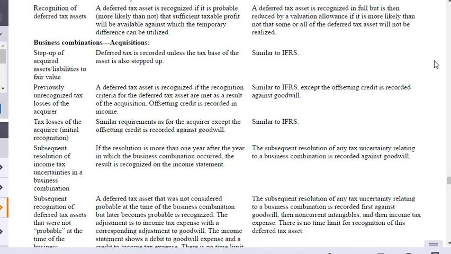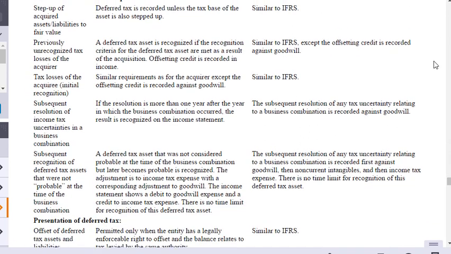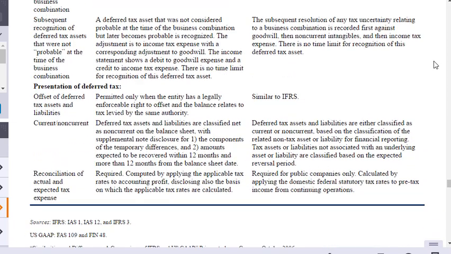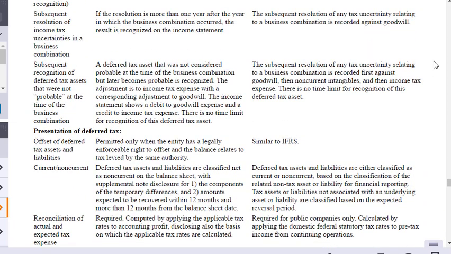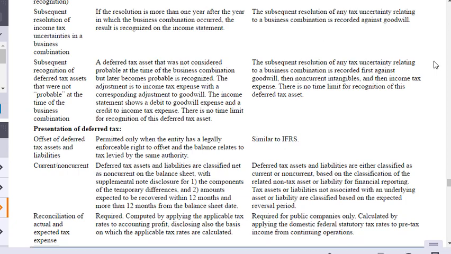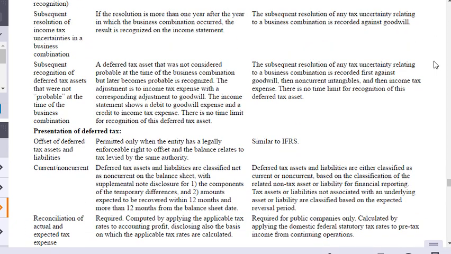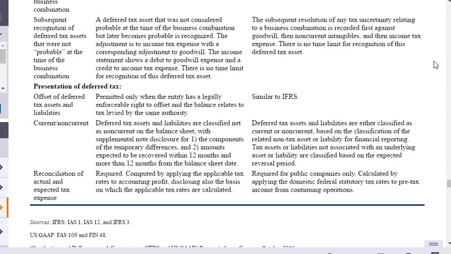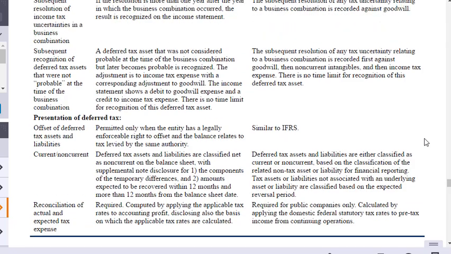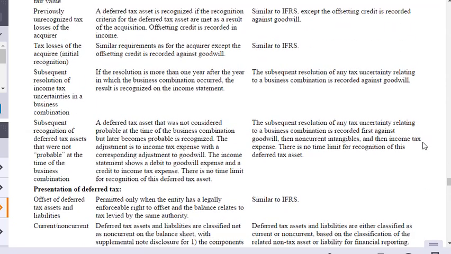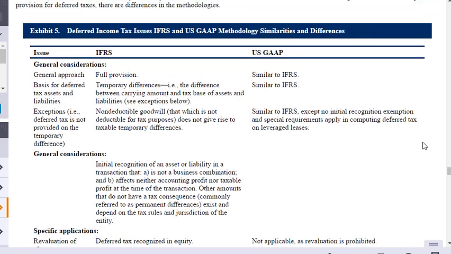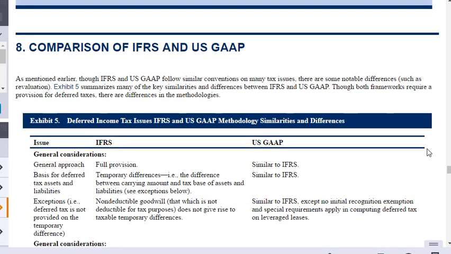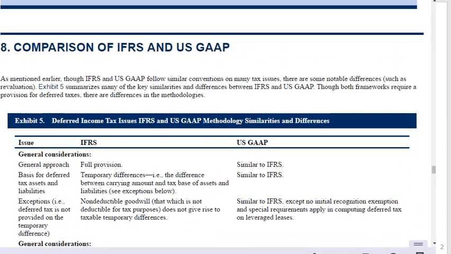There's some issues, you can see things are similar to IFRS with regards to business combinations, acquisitions, presentation of deferred tax, reconciliation of actual tax and the expected tax expense. So it's required here, required for public companies only, etc. So that's the table that you need to know with regards to the comparison of IFRS and US GAAP.